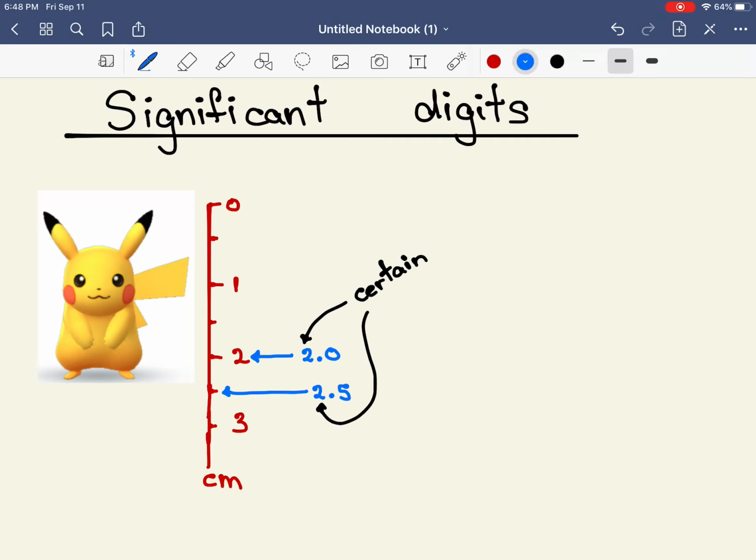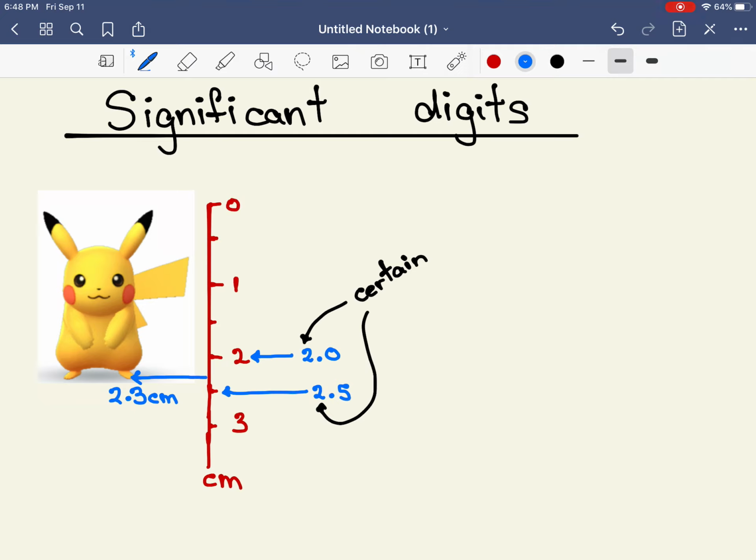Now, let's estimate here. So it seems like Pikachu from the toe should give me around maybe 2.3 centimeters. That's a pretty good estimation if you think about it. But is it dead on? Is it really 2.30 centimeters? Could be 2.31, right? It could be 2.32. It could even be 2.29.